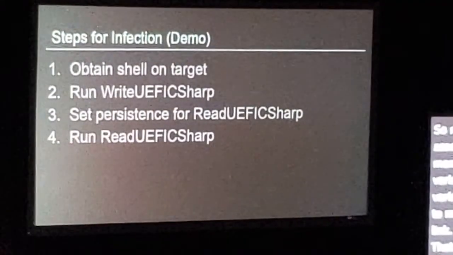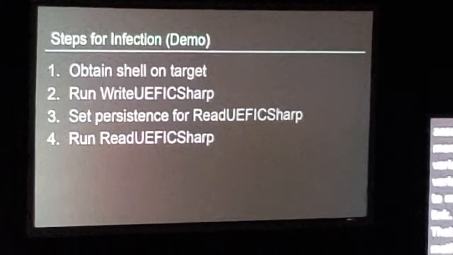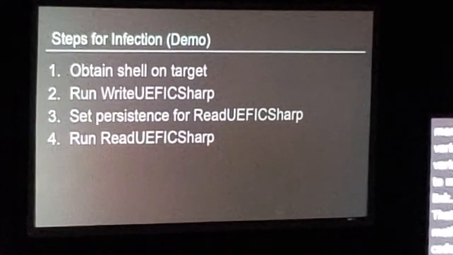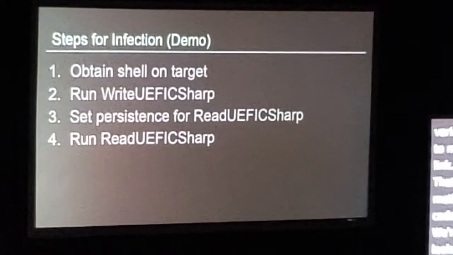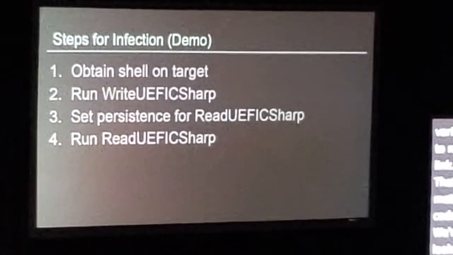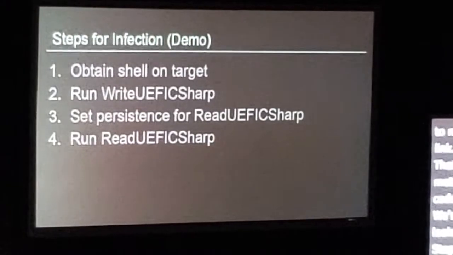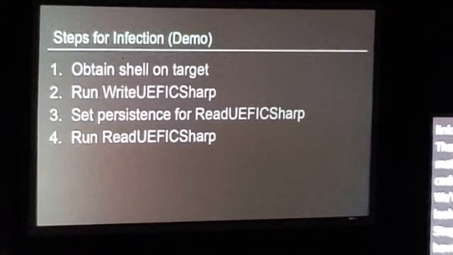So we're going to do a quick demo of what that looks like to tie it all together in Windows. Step one, you obtain your shell on target. We've already done that, so step one's kind of skipped. We're then going to run write UEFI C#. You'll see this with a writer binary that I've written.